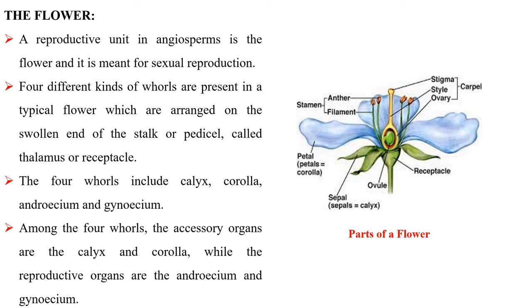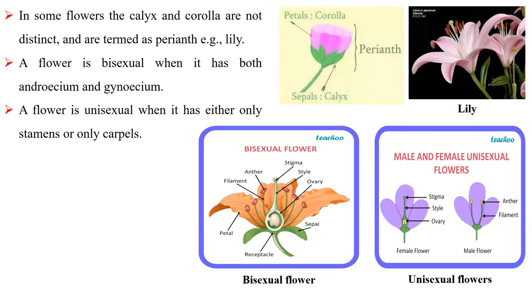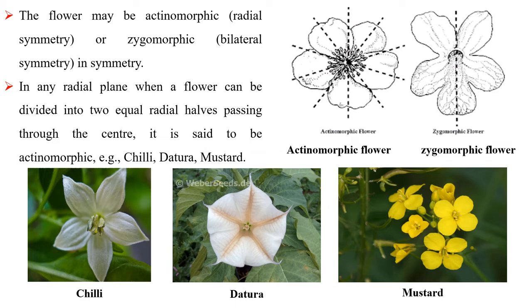Among the four whorls, the accessory organs are the calyx and corolla, while the reproductive organs are the androecium and gynecium. In some flowers, the calyx and corolla are not distinct and are termed as perianth, example lily. A flower is bisexual when it has both androecium and gynecium. A flower is unisexual when it has either only stamens or only carpels.